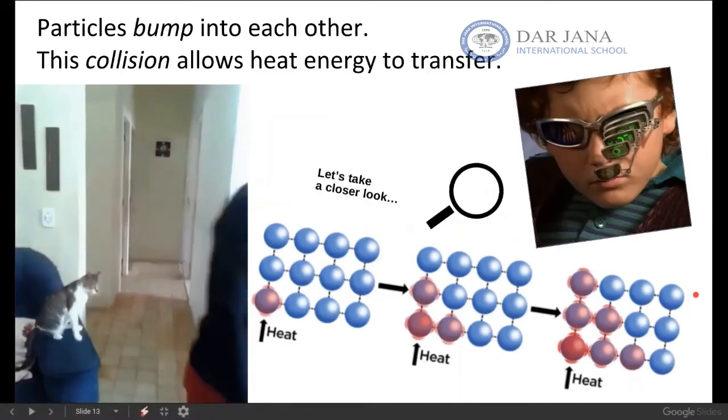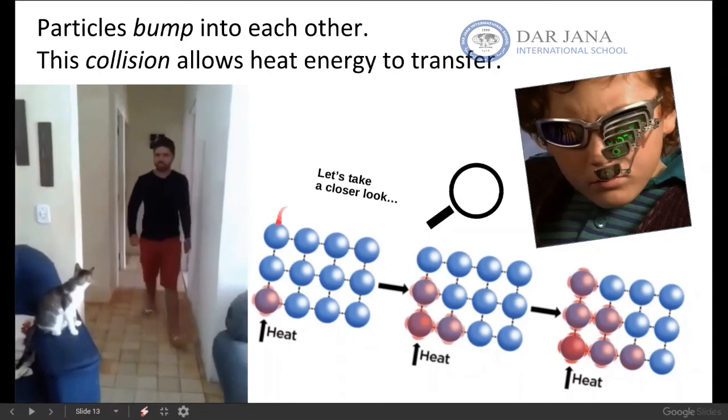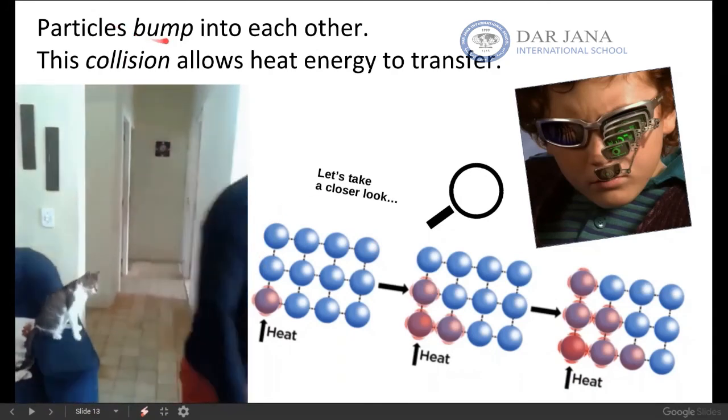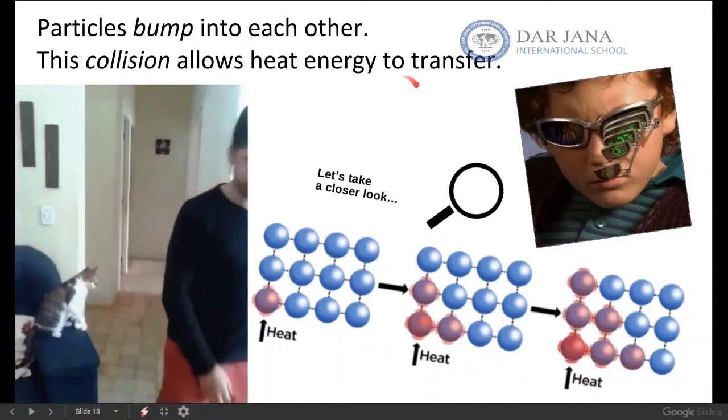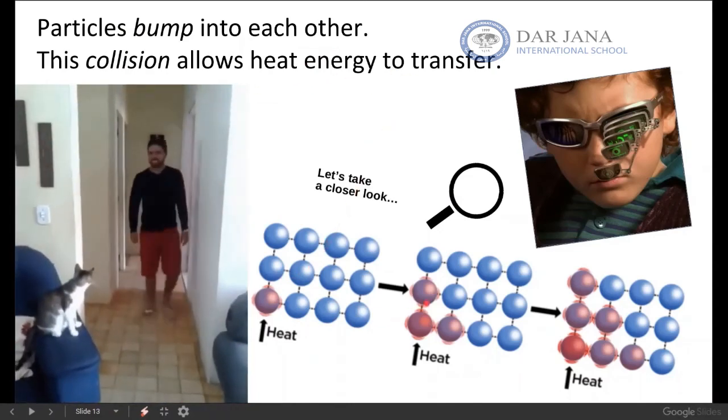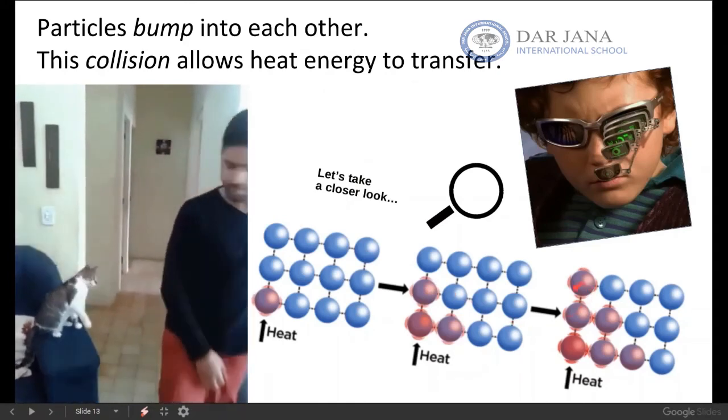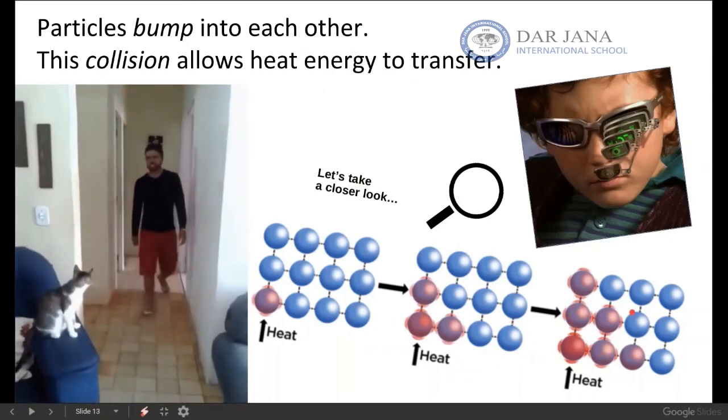Now let's take a closer look. What is happening to the particles? They are bumping into each other. This collision is allowing heat energy to transfer from one particle to another until all of them have the same temperature.